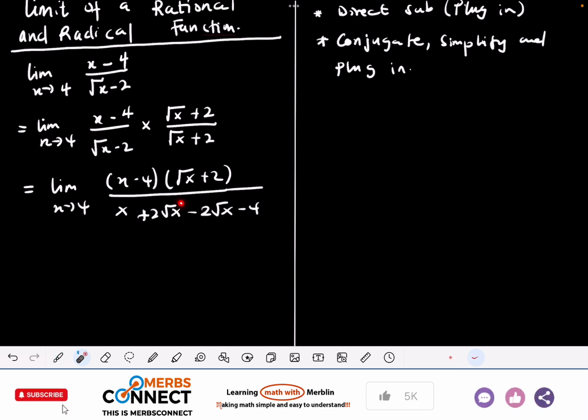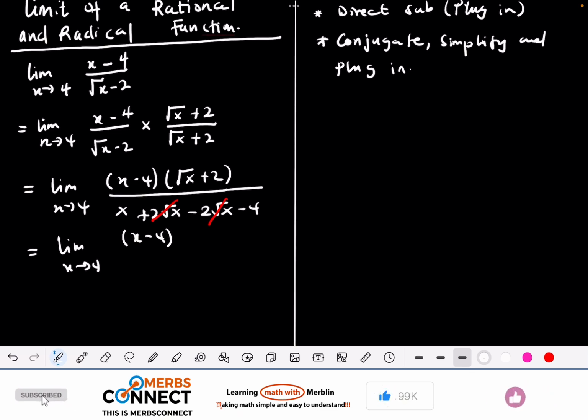Now we can see that this and this will cancel out. We are going to have limit as x approaches 4, x minus 4, then root of x plus 2, all divided by, the denominator will be left with x minus 4. Then this will help us to cancel this and this.